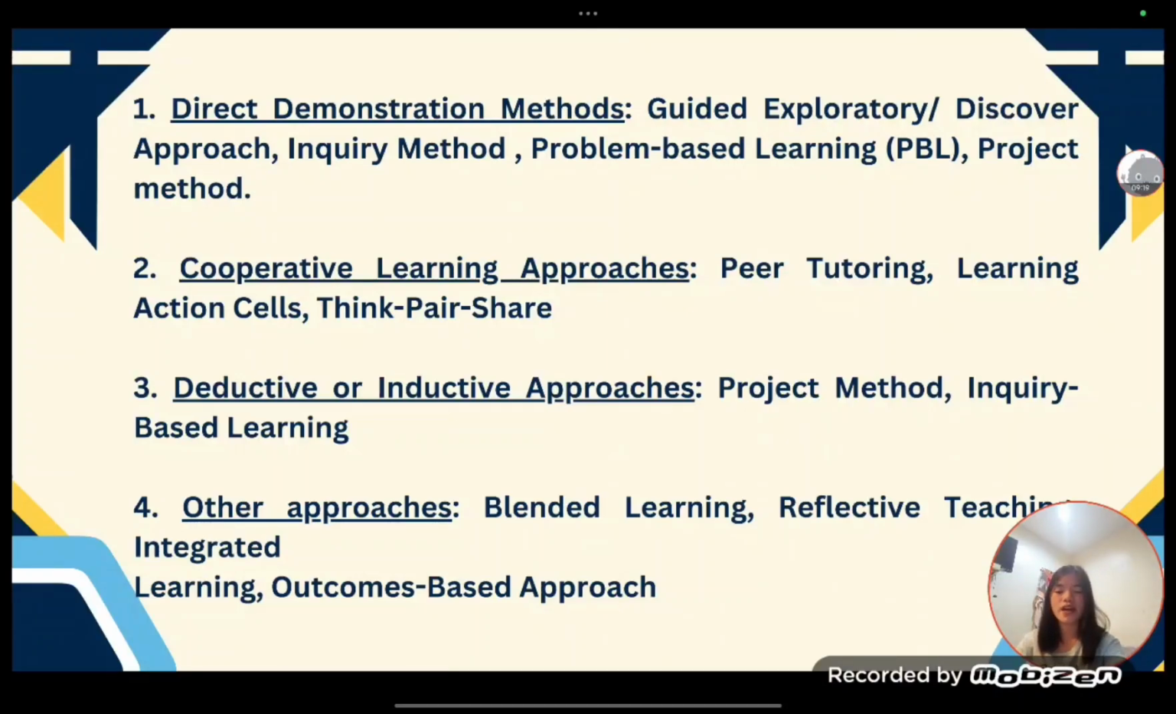So next is we have the outcome-based approach. This approach focuses on clearly defining learning outcomes and ensuring students achieve their specific competences.